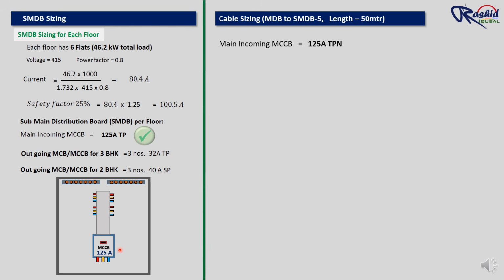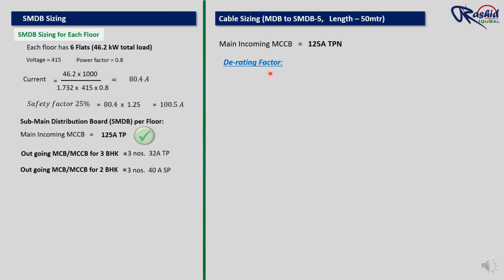Based on this current rating, we can calculate the derating factor. Let's assume the total derating factor is 0.8. For a more accurate derating factor, you can refer to the cable catalog, which provides values based on your specific cable laying pattern and ambient temperature. Anyway, I have assumed a 0.8 derating factor. Then the continuous current rating of the cable will be 125 divided by 0.8 equal to 156 ampere. So the cable we choose must have a higher current rating capacity than 156 ampere.